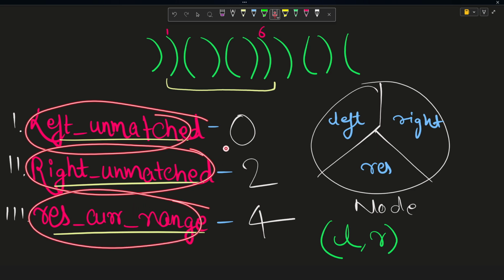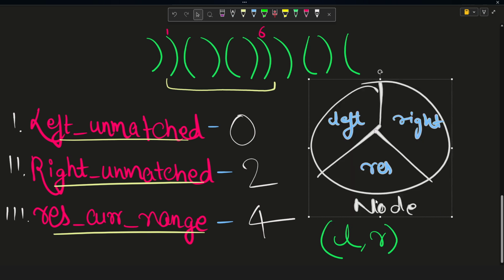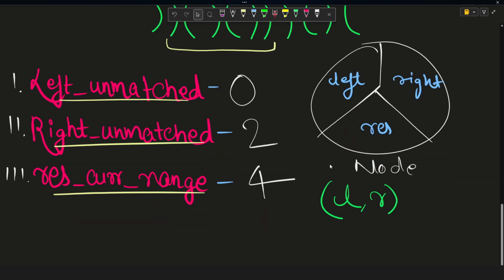So once you have got the simple concept of left unmatched brackets, right unmatched brackets, and the result of a range, let us now actually draw the segment tree structure for this problem and understand how these 3 variables and the node structure that we just built will help us in computing the answer for each and every query.